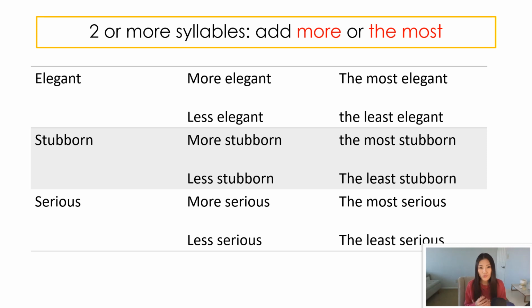So other two or more syllable words, we're adding the word more or the most. We're no longer using -er or -est. For example, elegant has three syllables. We're going to say more elegant or less elegant, depending on if we're going higher or lower in degree, or the most elegant or the least elegant.